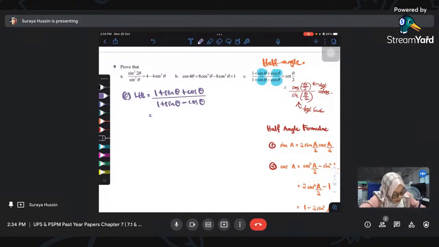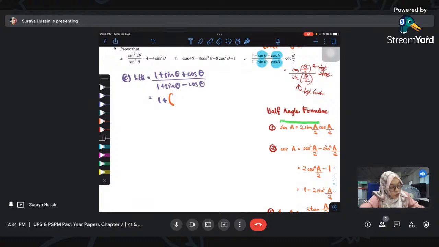1 plus sin theta. You lupa, you tengoklah yang ini, but I don't want any excuse that you malas nak hafal ataupun you refuse to hafal. Please, if you tak hafal, you will not be very good in maths. Okay, so sin theta is equal to 2 sin theta over 2 cos theta over 2. So you just got to use it.